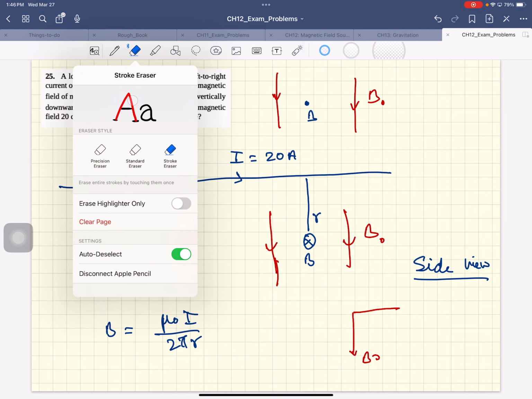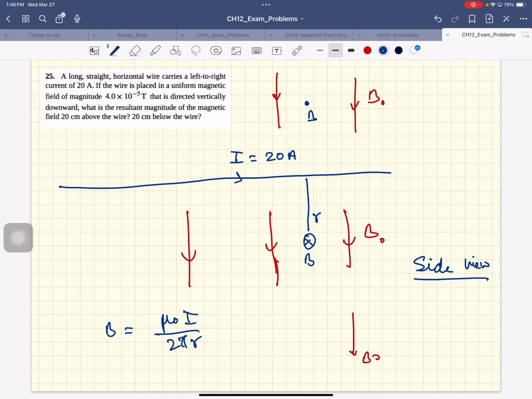and this is the direction of B, equal to mu naught I over 2 pi r. So what we're doing is we're looking at it from this angle. There the B naught is going down and B is going into the sheet, and that's how you see it, looking at it from this angle. And this will be the total field.